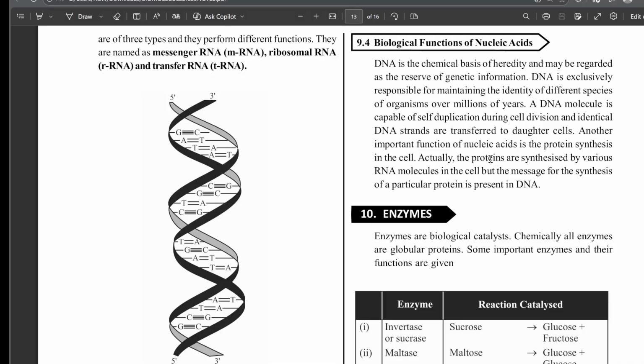The biological function of nucleic acids. DNA is the chemical basis of heredity, that is, the transfer of genetic information from one generation to another, and also serves as the reserve of genetic information. DNA is exclusively responsible for maintaining the identity of different species over millions of years. RNA is used for protein synthesis within the cell, for the synthesis of a particular protein coded within the DNA.